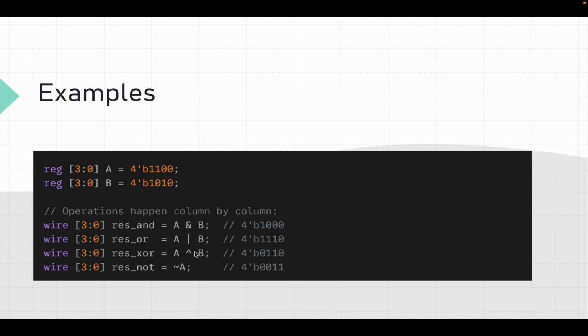Then we have the XOR operation. If you know the XOR truth table, it will be easy for you to do it bit by bit. 0 and 0 will return you a 0. 0 and 1 will give you a 1. 1 and 0 will give you a 1. 1 and 1 again will return you a 0. Not of A, or the bitwise not. What it does is it takes the value of A and just negates it. So we get 0, 0, 1, 1.